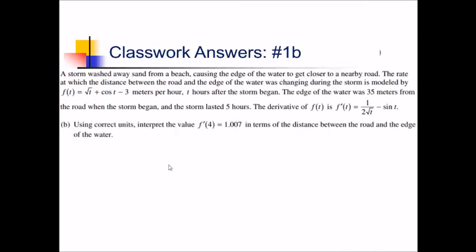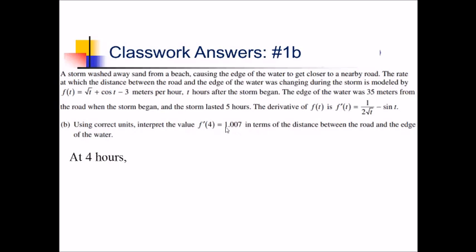For part B, they're giving us the value of f prime of 4 as 1.007, which we probably could verify if we wanted on our calculators. But what they want us to do is interpret what this means in terms of the distance between the road and edge of the water. So there's three elements we have to have in here. We need the time element. So at time 4 hours, so 4 hours since the storm began, and now we need the what. What does this actually mean? And then we're also going to need units.